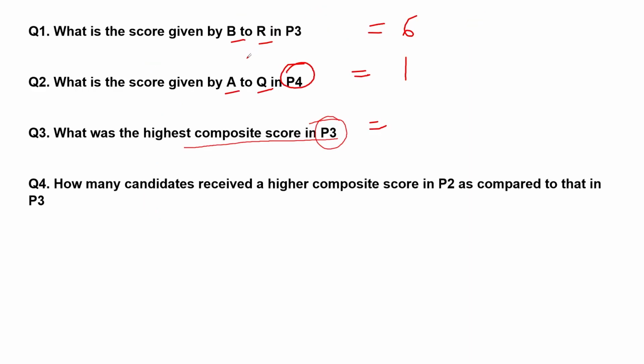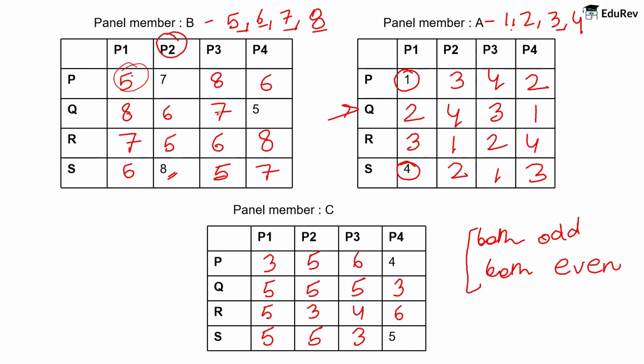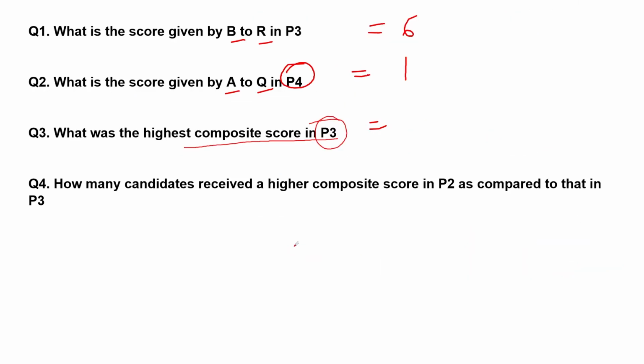Now for this, I will need another table where I can find the total scores of these candidates in every parameter given by all the 3 panel members. So for that, I know P was awarded 3 different marks by A, B and C in P1 parameters. So I can add them. So 5 plus 1 plus 3. So this gives 9. So it means total score of P in parameter 1 was 9. Similar way, in parameter 2, it was 7 plus 3 is 10 plus 5, 15.